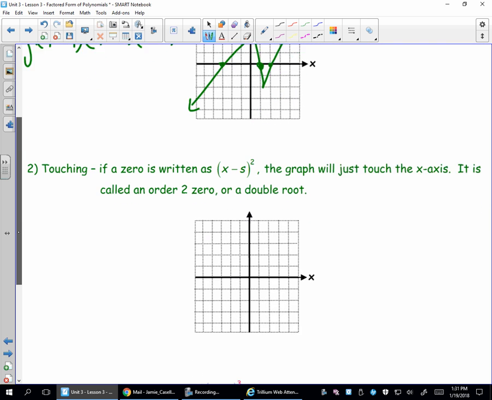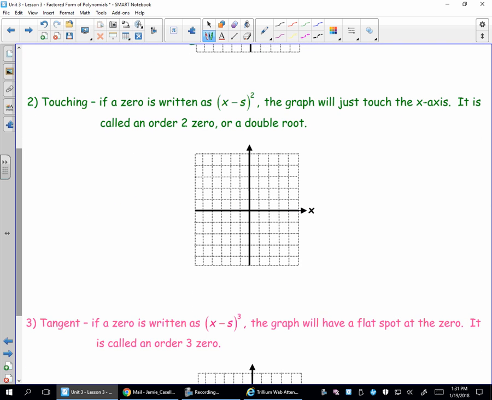The next type of zero I could have is a touching zero. We also call these bouncing zeros, as we mentioned previously. You can tell if you see a bracket with a squared on it. These things will bounce off the x-axis. We call it an order 2 zero, or your book sometimes calls it a double root.